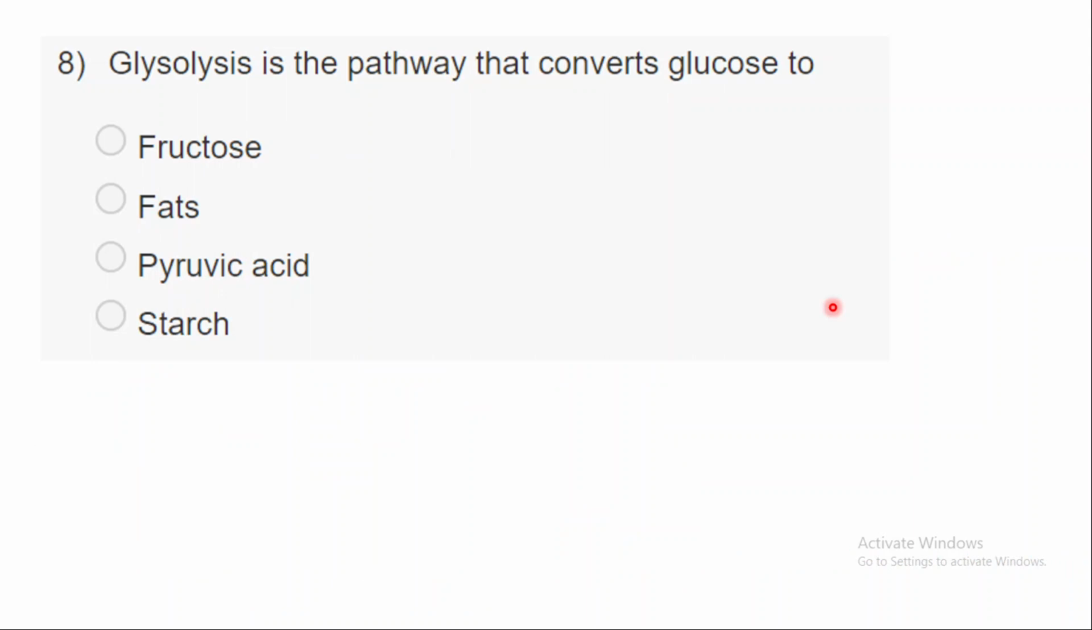Question number 8. Glycolysis is the pathway that converts glucose into dash. It's a straightforward question. If you know anything about glycolysis, you might be able to answer this. It's an easy question. Glycolysis is the pathway that converts glucose to dash. A. Fructose, B. Fats, C. Pyruvic acid, or D. Starch.